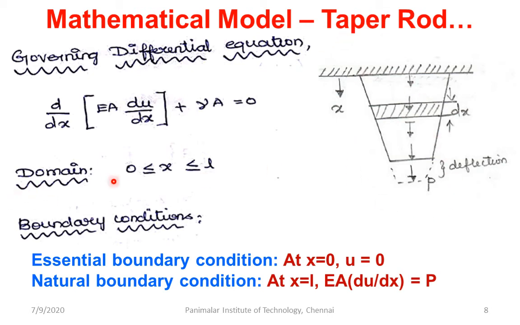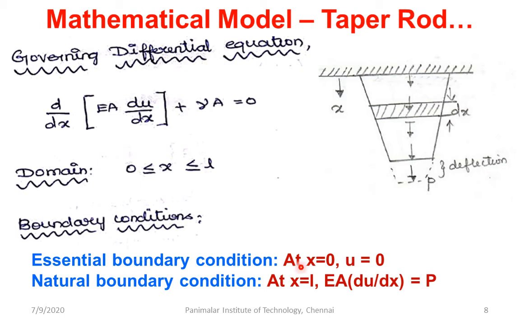And what is the domain? Because this rod is varying in length from 0 to L, x is varying from 0 to L. This is the domain of this model. And the boundary conditions we have to explain. So the boundary condition here: one end is fixed and at the other end we have the load P. When you express the boundary condition in terms of the field variable, here what is the field variable? Displacement.